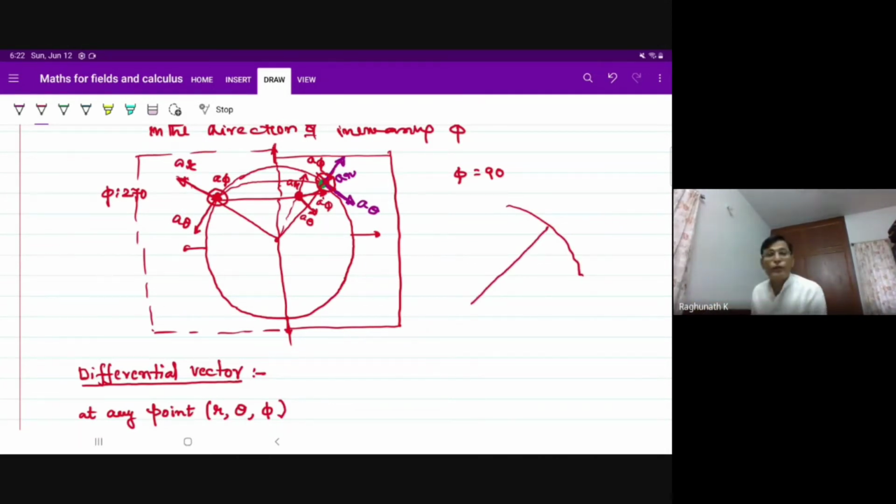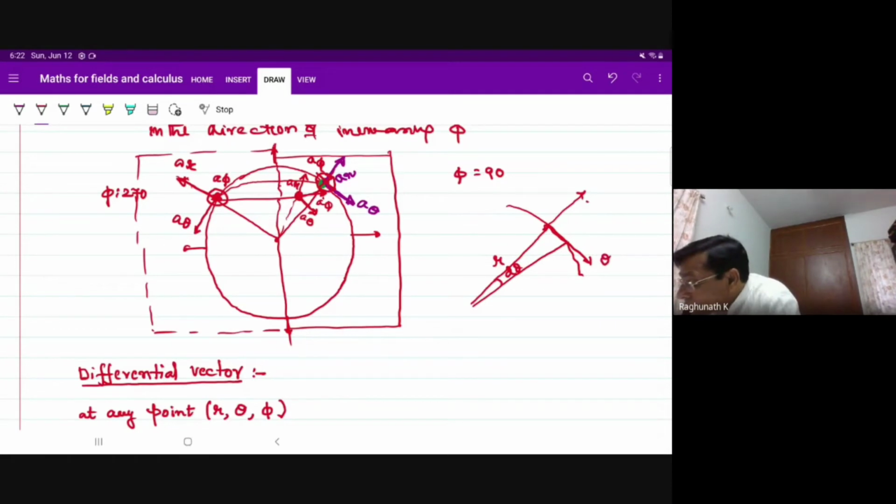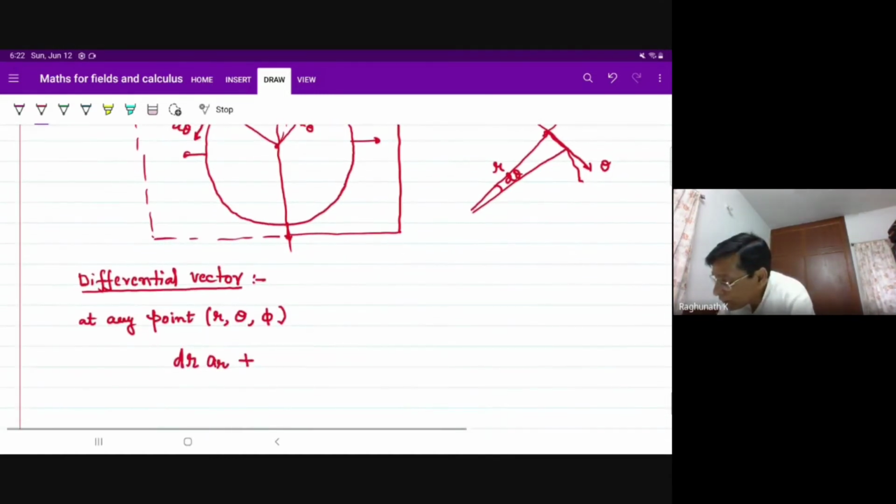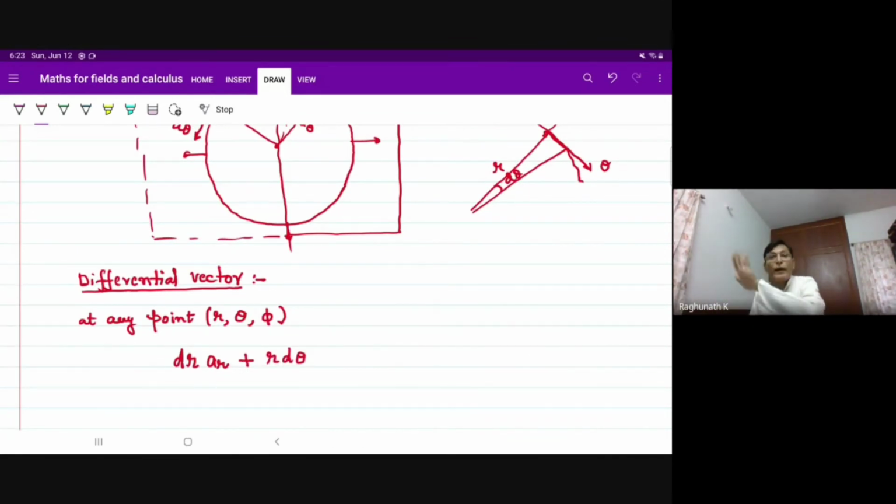Now, this r and phi constant on the same plane. If theta is varied by d theta, by how much will I move in this direction along theta? This is the radial direction. This is the theta direction. What is the distance moved on the sphere of radius r? If theta is changed by d theta, it is r d theta on the sphere. Sphere on the plane will become a circle.